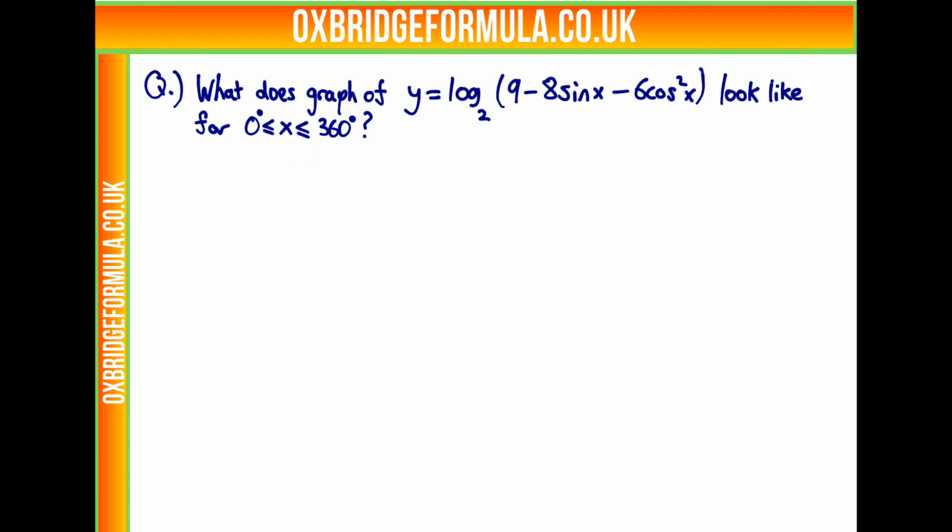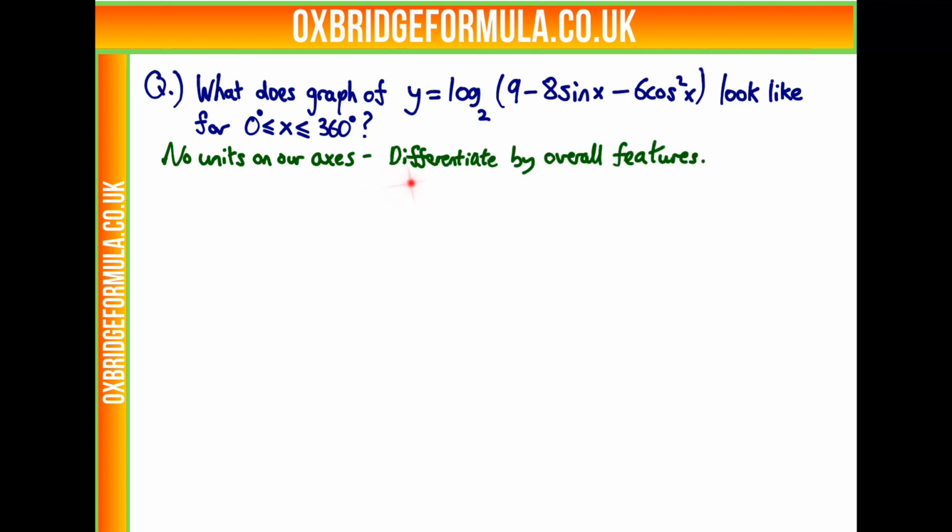Well, looking at the options we're given, we see that there are no units on our axis. So it's going to be quite hard to work out explicitly where our intercepts and our roots would be and compare them to our options. So that suggests we may have to look at more macroscopic features, such as the general location of our intercepts. Are they above the axis, below the axis, or on the right-hand side, closer to 360 or closer to 0?